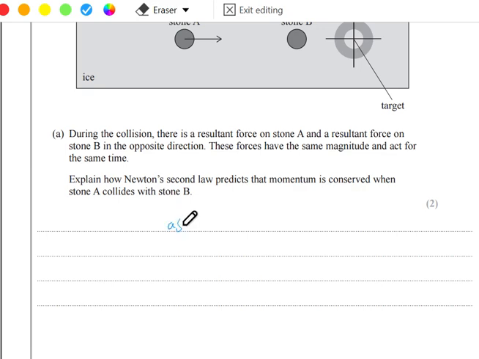So, as Newton's second law states that force times time equal to change in momentum, and we have force and time the same. Okay. Question states that these forces have same magnitude and act for same time, so force and time are the same, so delta P is the same. Okay, but they act in opposite direction.